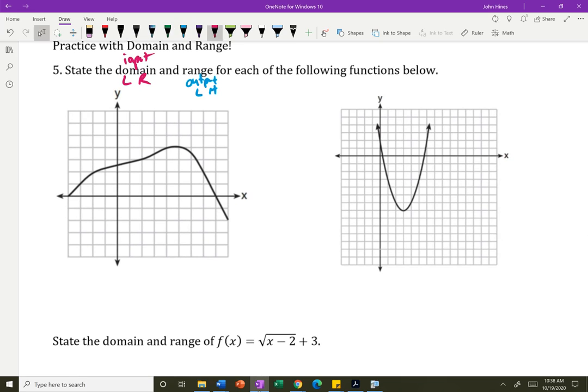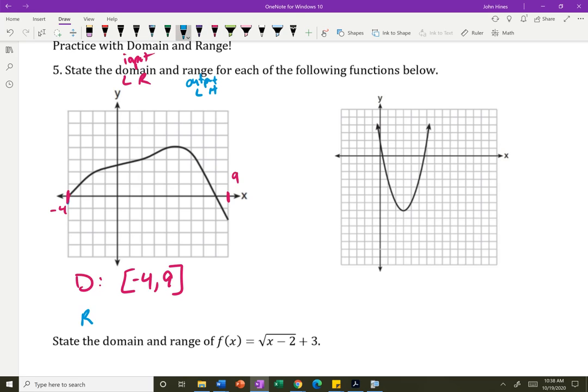Okay, so how far left can I go? Well, I need the right color. There we go. How far left can I go? 1, 2, 3. That's -4. And I go all the way over here. 1, 2, 3, 4, 5, 6, 7, 8, 9. So my domain is every number from -4 to 9 with brackets.